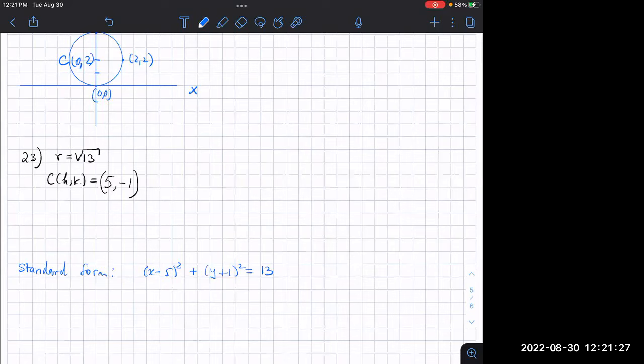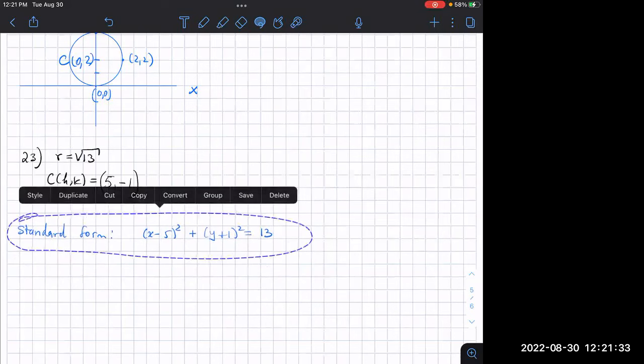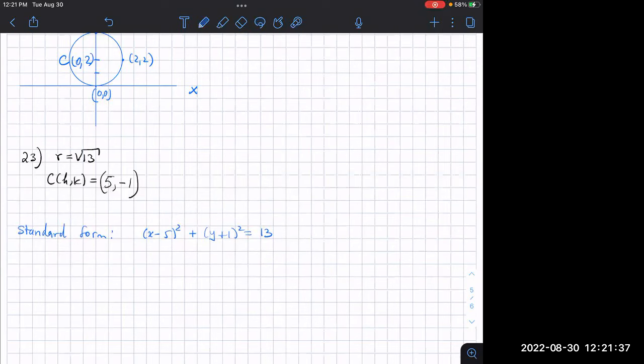So it's just pretty much plugging in. Any questions on this? Does anybody have a question on how to get to that point? Is it 13 or the square root of 13? Well, it's square root of 13 squared, so it's 13. So x minus 5 squared plus y minus negative 1 squared equals square root of 13 squared.